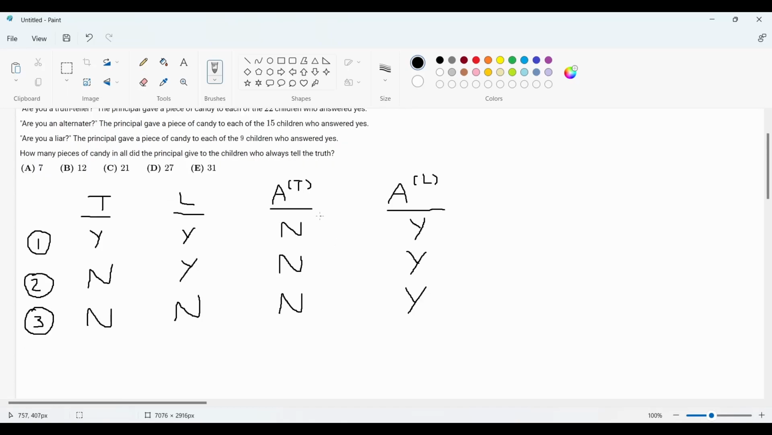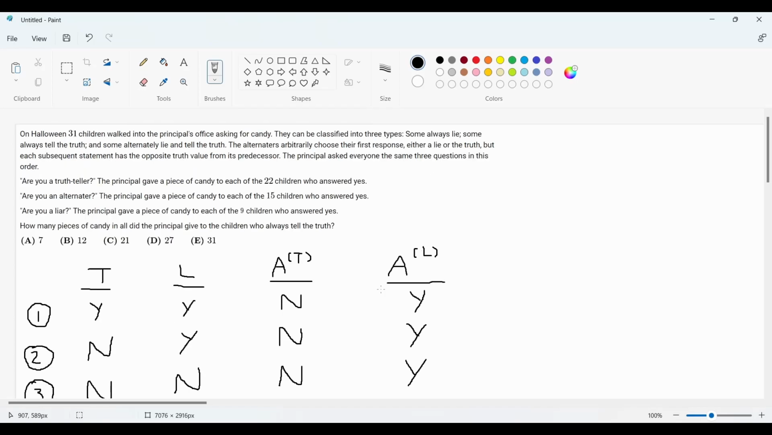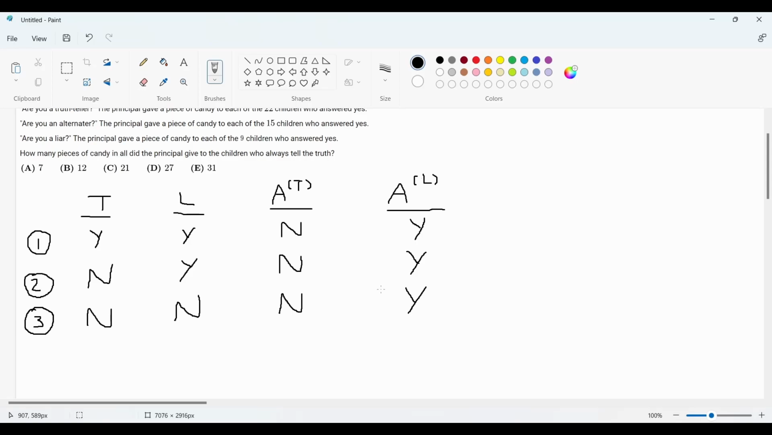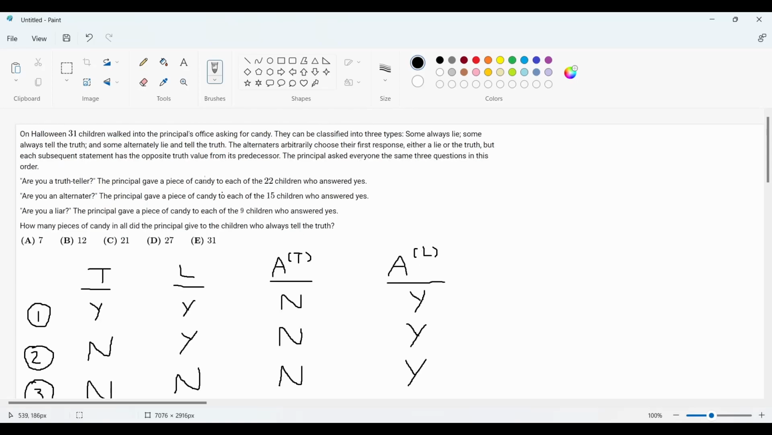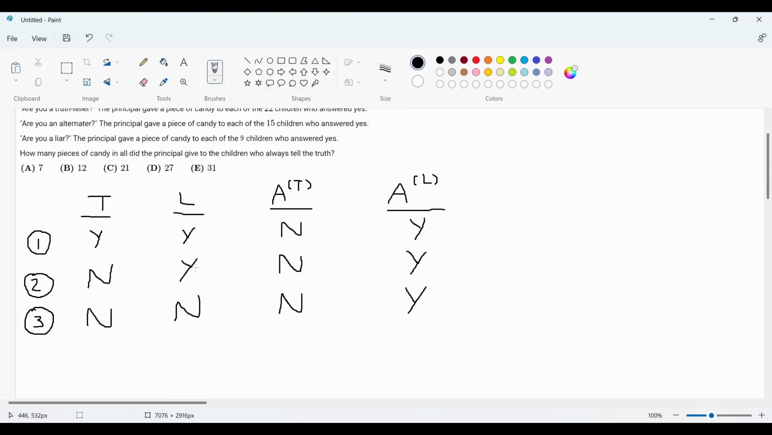So it looks like the alternators who told the truth at the beginning never got any candy, and alternators who lied always got candy. That seems a little bit unfair, but that's not what we're being asked. We're being asked how many children are there in each of these groups, I guess. We know there's 31 children total.